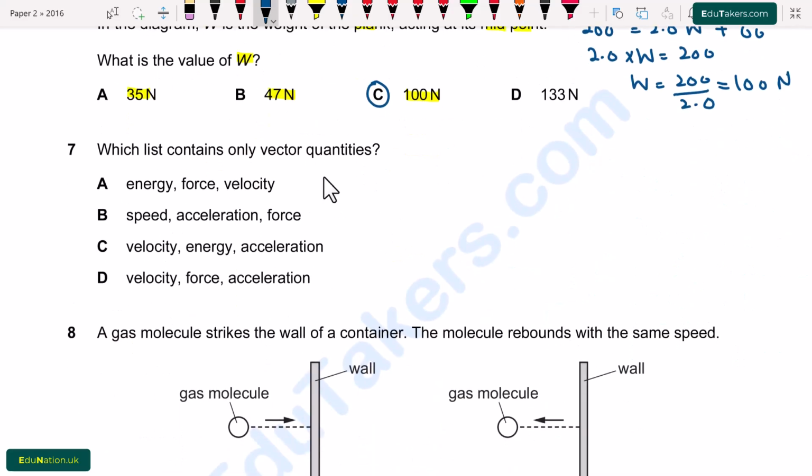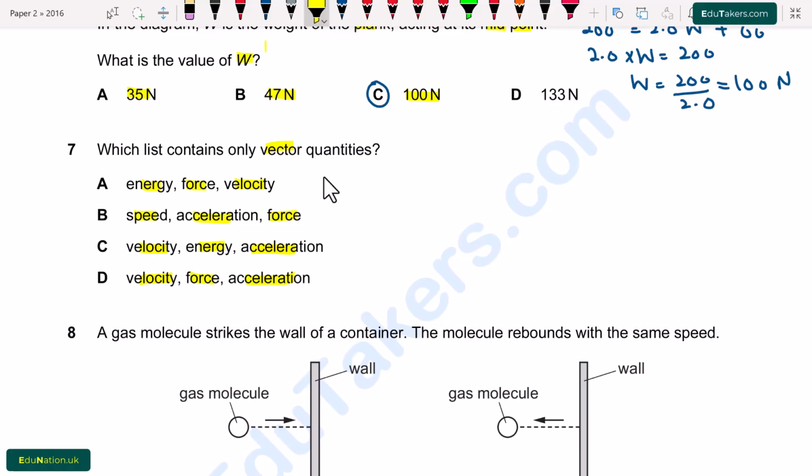Question number 7. Which list contains only vector quantities? Option A, energy, force and velocity. B, speed, acceleration and force. C, velocity, energy and acceleration. D, velocity, force and acceleration. Vector quantity is specified by magnitude as well as direction.